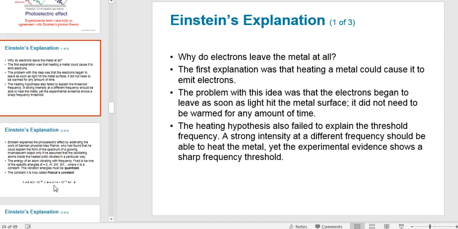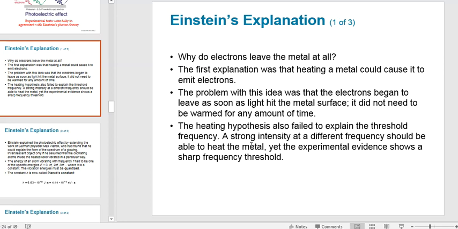So here's Einstein's explanation. One thing that people were playing with is they were like, well, maybe heating the metal will cause the metal to emit electrons. But the issue that they found was that it doesn't actually. You know how if you try to heat up metal or water, it usually takes some time. But what they found in these experiments was that these electrons came out exactly at the moment that the photons hit the metal. So it wasn't heating that was actually causing the issue.